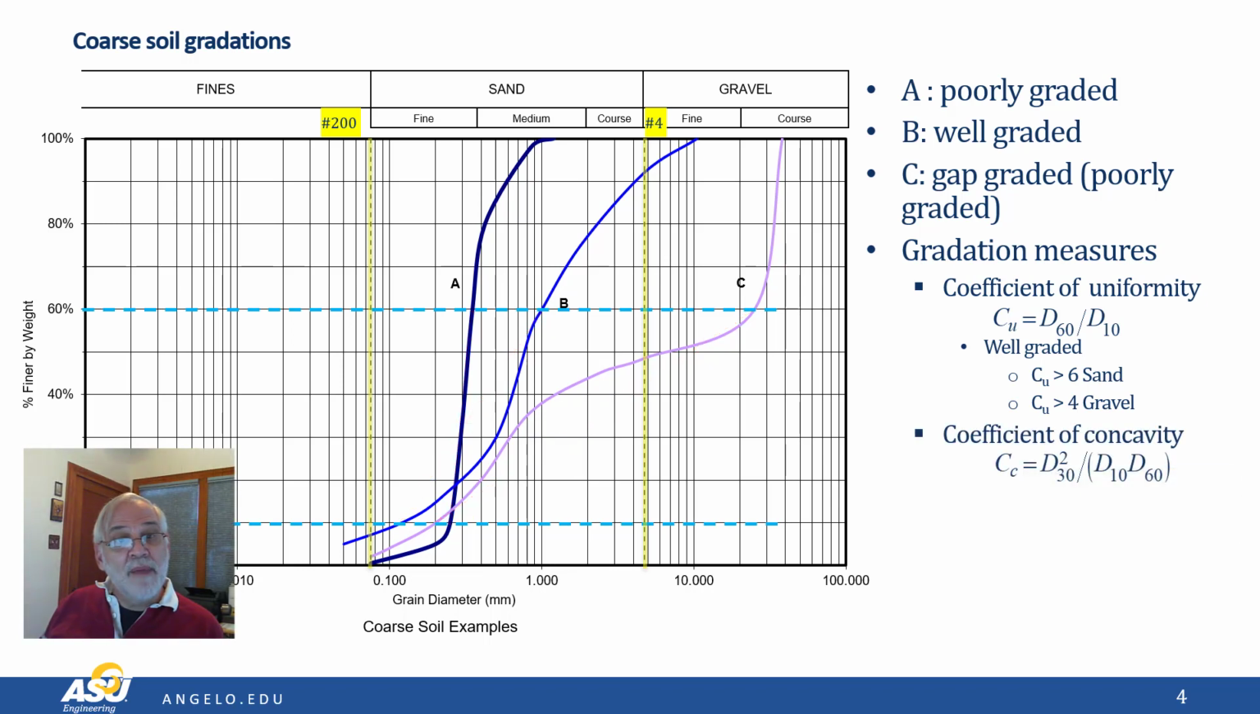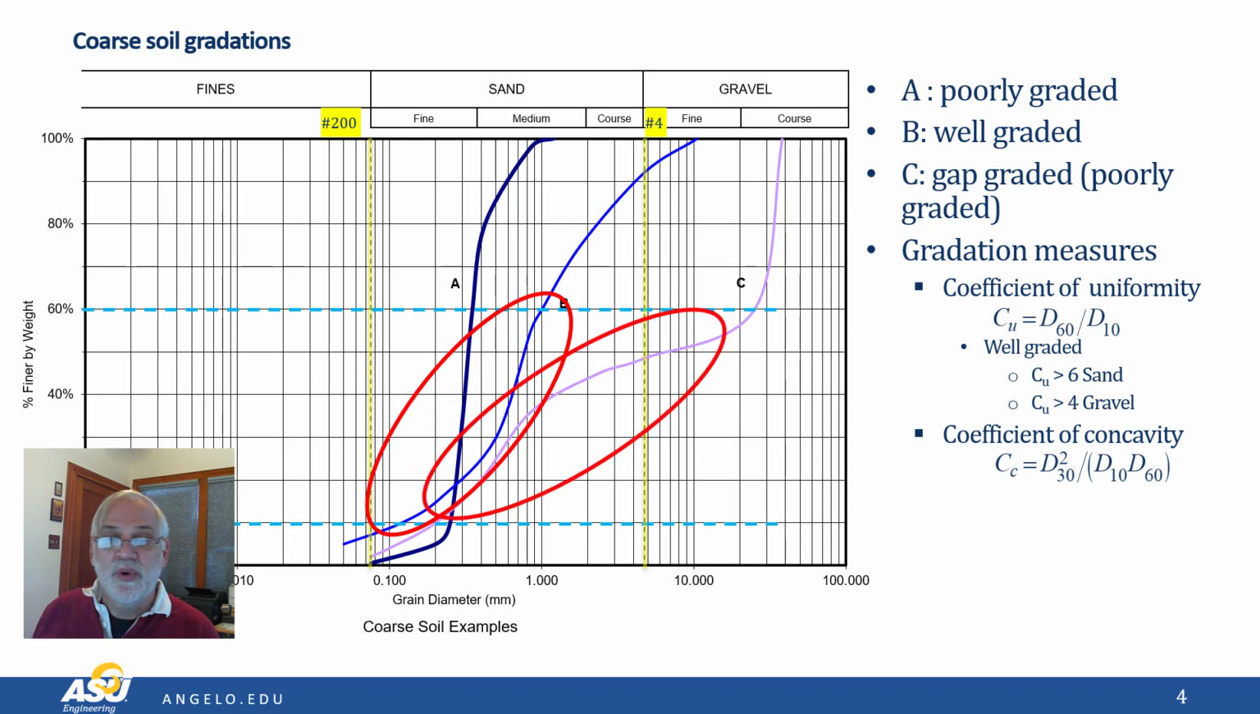To identify gap graded soils, we use a second measure called the coefficient of concavity, C sub c, which is defined as D30 squared divided by the quantity D10 times D60. This measures whether the grain size curve is concave up between D10 and D60 as seen in soil B, or concave down as seen in soil C.